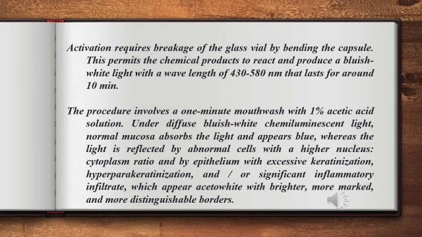Under this bluish-white chemiluminescent light, normal mucosa absorbs the light and appears blue, whereas the light is reflected by abnormal cells with a higher nucleus-to-cytoplasm ratio, and by epithelium with excessive keratinization, hyperparakeratinization, and/or significant inflammatory infiltrate, which appear acetowhite with brighter, marked, and more distinguishable borders.